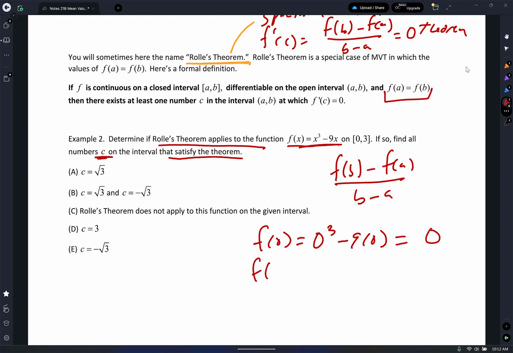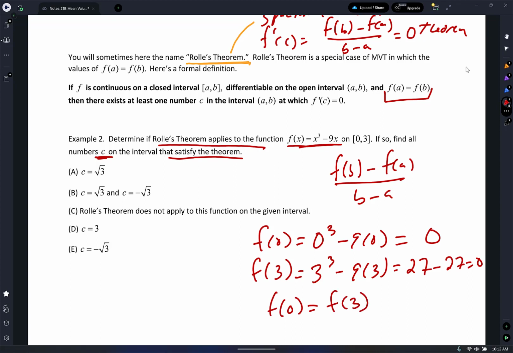f of 3 is 3 cubed minus 9 times 3. 3 times 3 is 9, 9 times 3 is 27. So 27 minus 27 equals 0. Does f of 0 equal f of 3? Yes. Note the function values do not have to equal 0. The average rate of change has to equal 0 for Rolle's theorem. It could have been 5: as long as f of 0 equals 5 and f of 3 equals 5, then Rolle's theorem applies because the average rate of change is 0. Does that make sense? It applies.